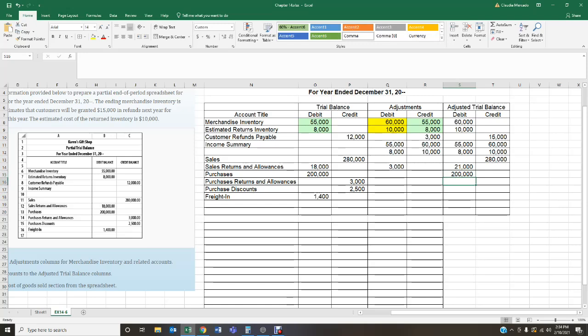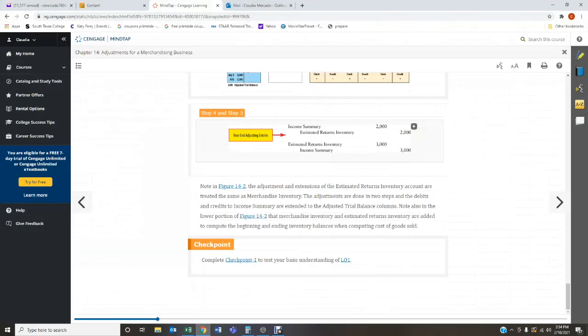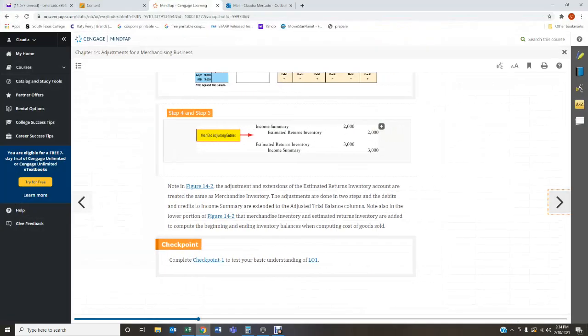Purchase returns and allowances, we had $3,000 credit. Purchase discounts, $2,500 credit. And then freight in, we had a debit of $1,400. Okay, so we have extended our information over to our adjusted trial balance. Then we followed these steps that are provided to us on the ebook.